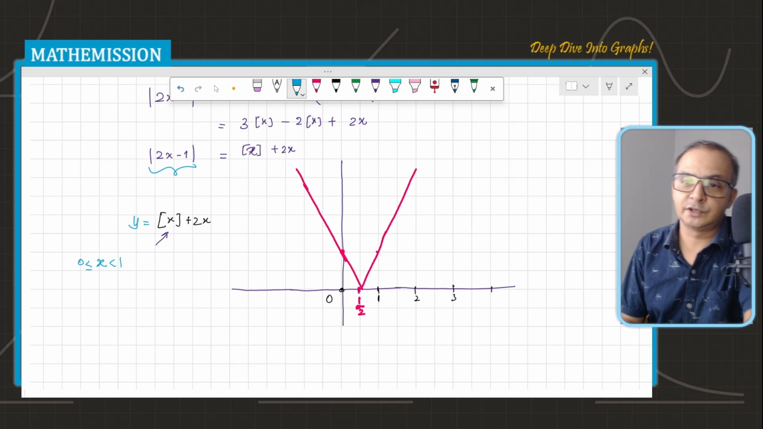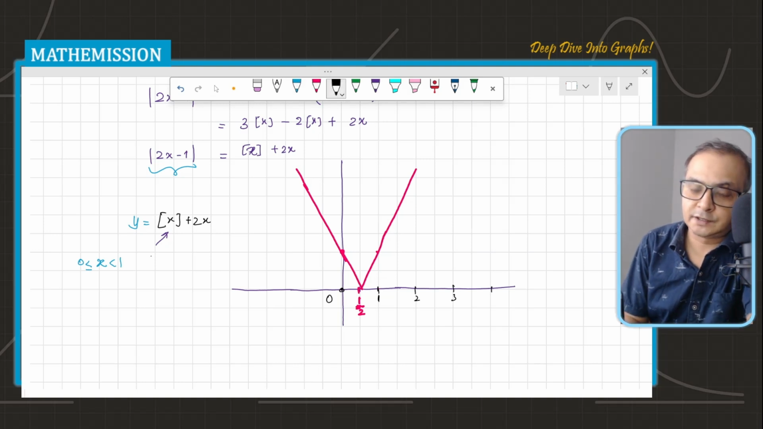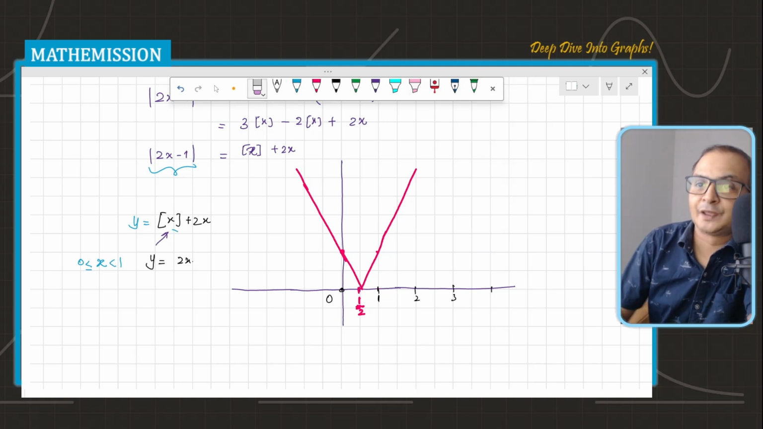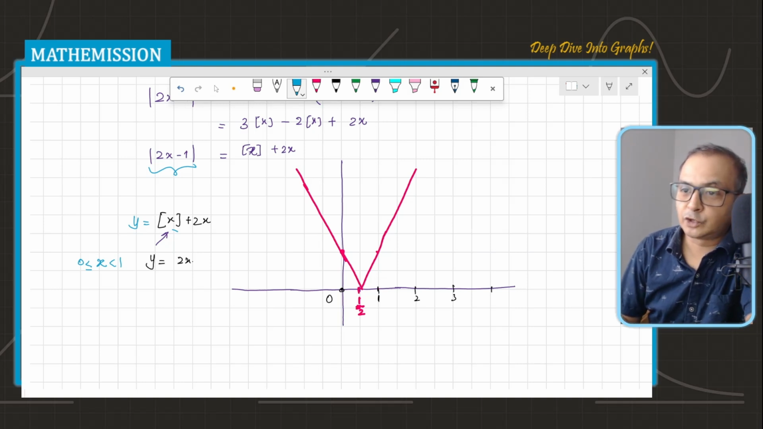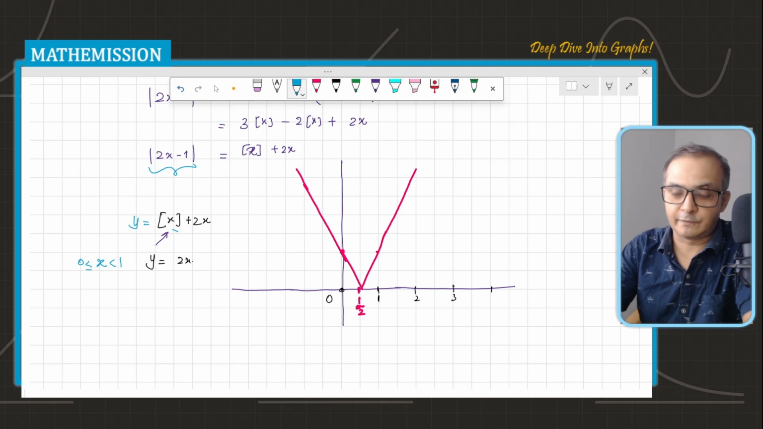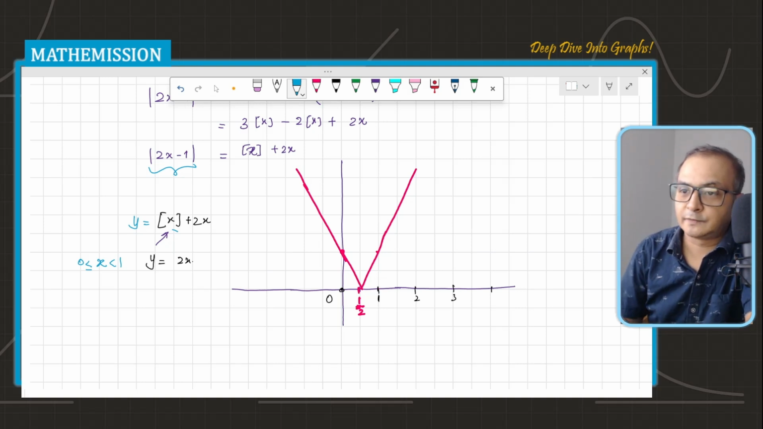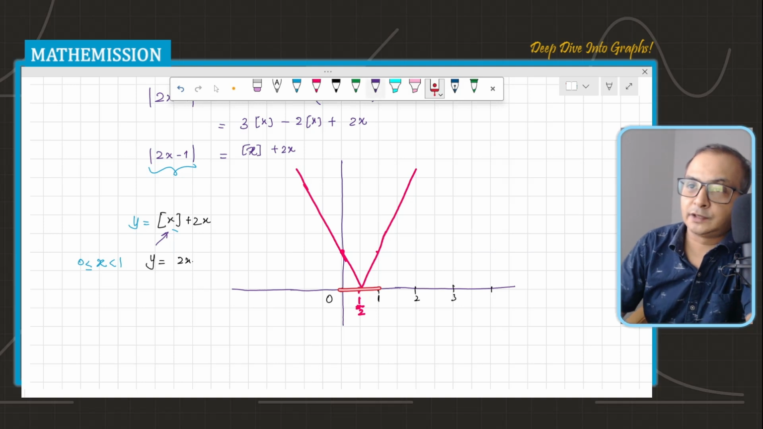When x is lying between 0 and 1, our function will be turning into 2x, because the box x will produce the value 0 only when x is lying between 0 and 1. So the box x is 0. So y is equal to 2x is the line we have. So from 0 to 1, I have to pretend that I'm drawing the graph of y is equal to 2x. So for this part of the graph, for 0 to 1, I'm only drawing the line y is equal to 2x.